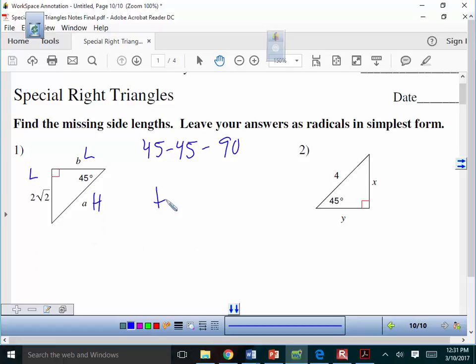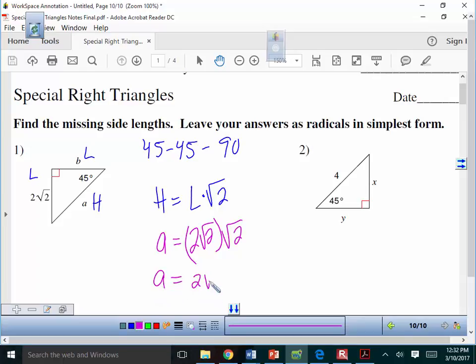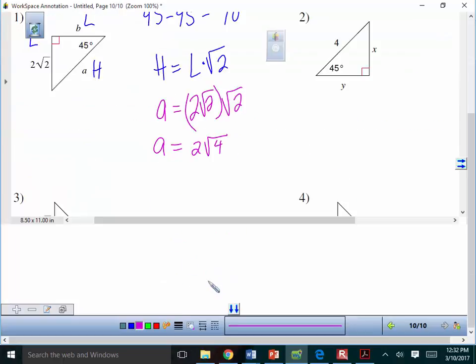To find the hypotenuse, we know that the hypotenuse is just equal to the leg times the square root of 2, correct? So in example number 1, what is our hypotenuse? Our hypotenuse is A. So A is equal to, and what is the length of our leg? 2 square roots of 2, and that's L times what? The square root of 2. So A, which is our hypotenuse, is equal to 2 times the square root of 4, so A is 4, or our hypotenuse is 4, okay?